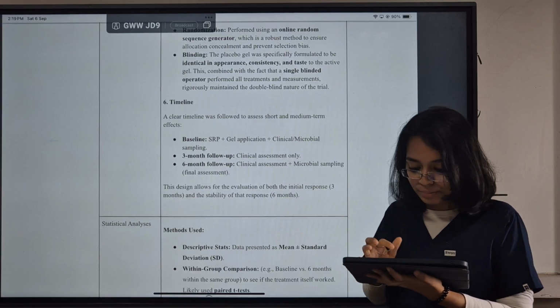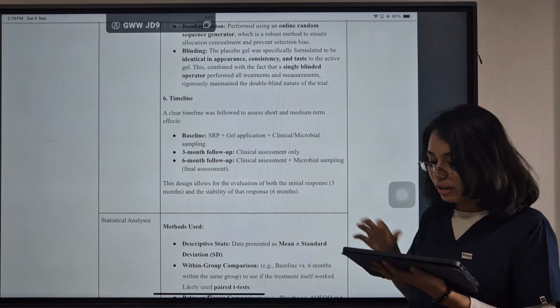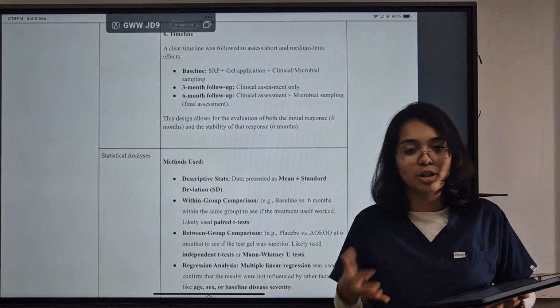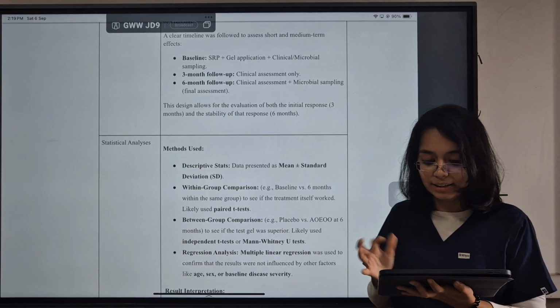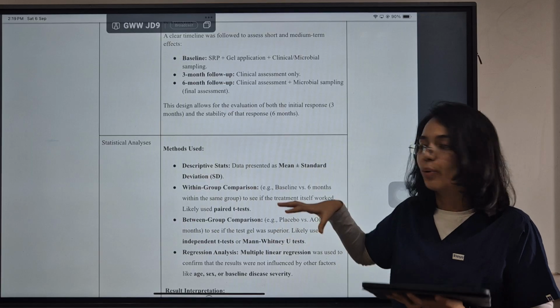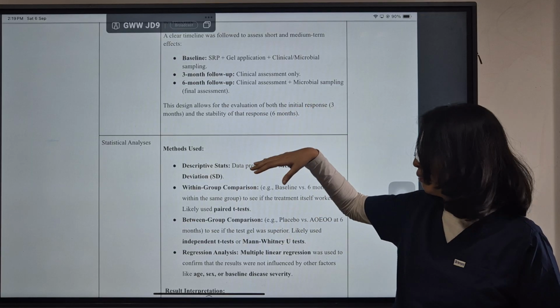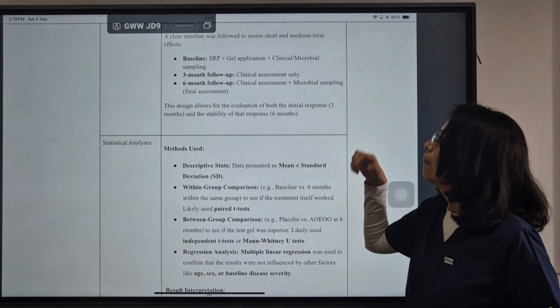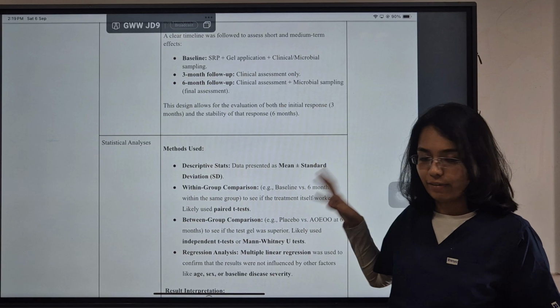Then blinding was done. The study had a very clear timeline to perfectly assess the short-term and the medium-term effects. They had a baseline, the day they performed the scaling and root planing plus the gel application plus the clinical or microbial sampling.